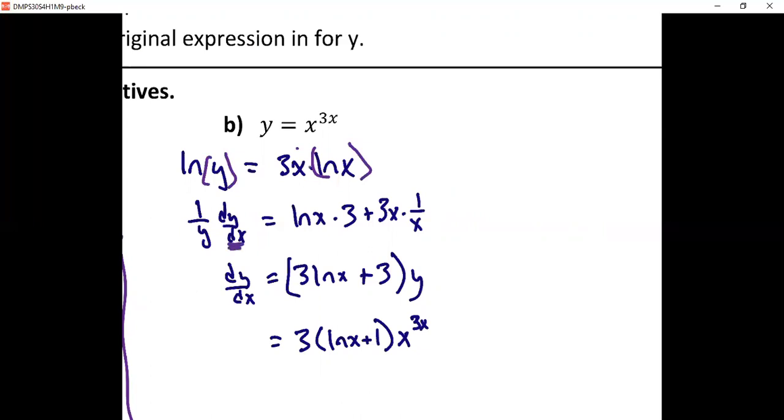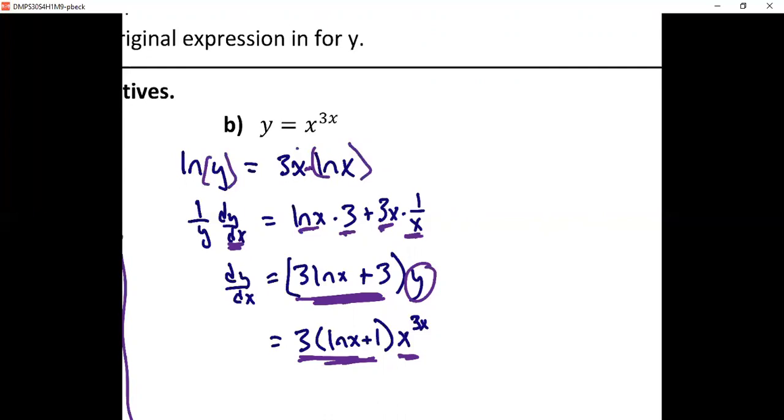Now we have a product rule going on. And since we have a product rule going on, just have to be very, very careful with that. So with our product rule, v du plus u dv. And then, like before, we reduce, and then bring the y to the other side. Now then, I factored out the 3, replace the y with x to the 3x, and we should be golden.